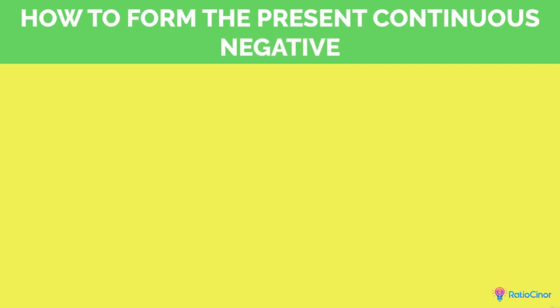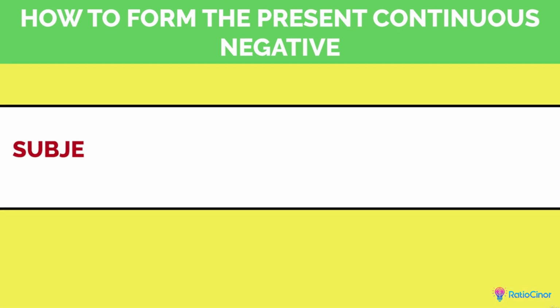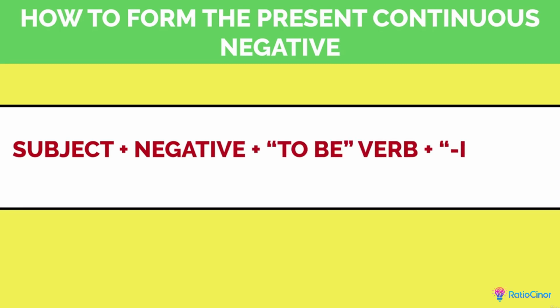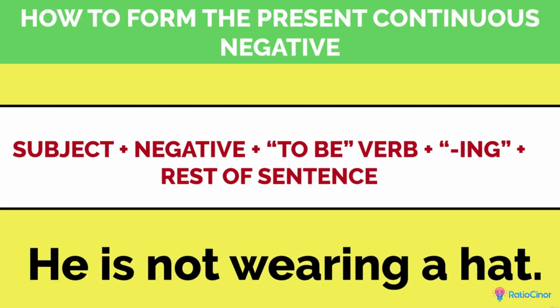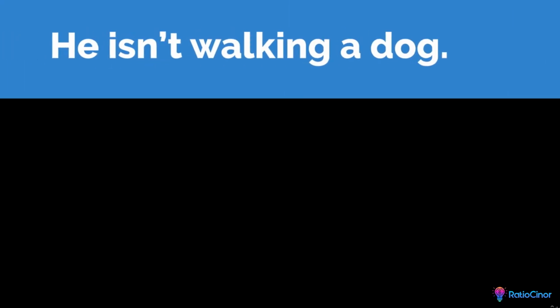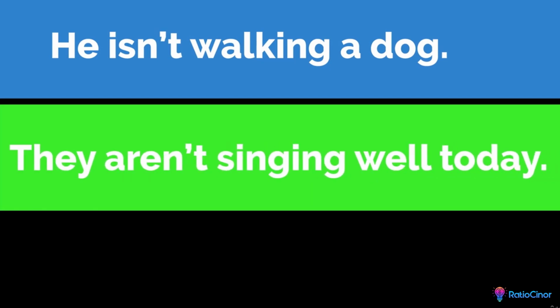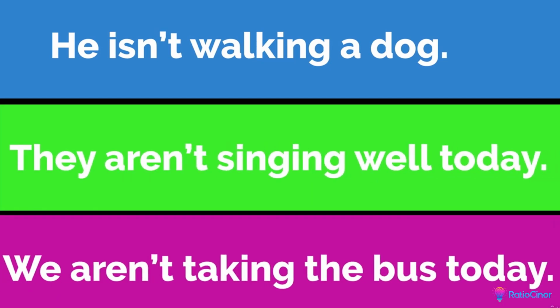How to form the present continuous negative. Subject plus negative plus to be verb plus ing plus rest of the sentence. He is not wearing a hat. More examples. He isn't walking a dog. They aren't singing well today. We aren't taking the bus today.